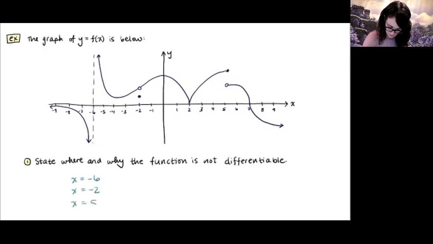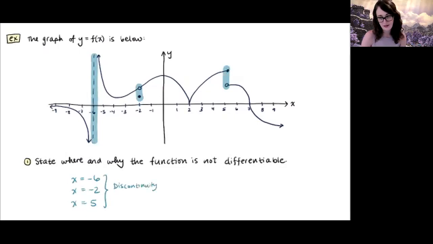Okay, so we've got this vertical asymptote here, we've got this hole here, and this jump here. Those are all points that are non-differentiable because they have a discontinuity. We don't need to classify what kind of discontinuity, just the fact that they are is reason enough.